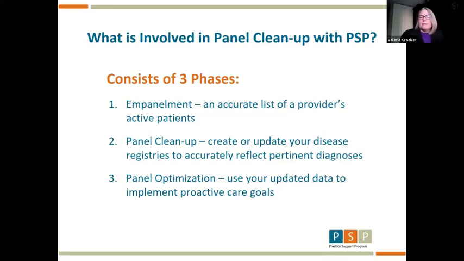Phase 2 is the panel cleanup, and that's where you're going to set up or work on your disease registry. And you're going to set up your disease registry to reflect what is important to your practice demographic. One size does not fit all. And then phase 3 is the panel optimization. Essentially, now that you know who your patients are and what conditions they have, you can use your data to inform care. In phase 3, you're going to set up 5 care goals and develop an action plan to implement them into your practice.